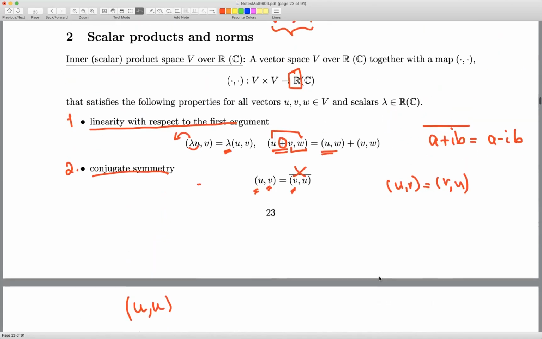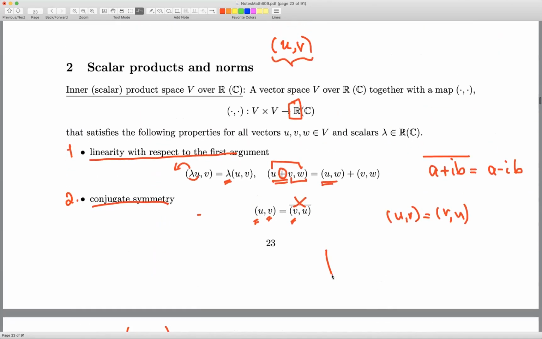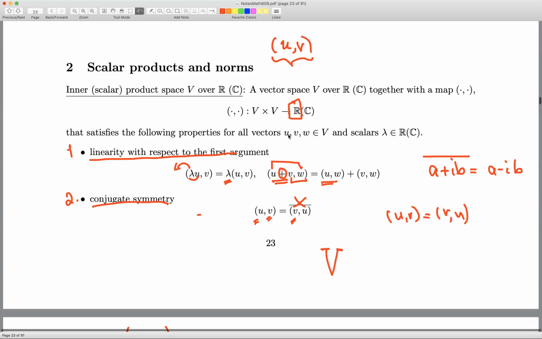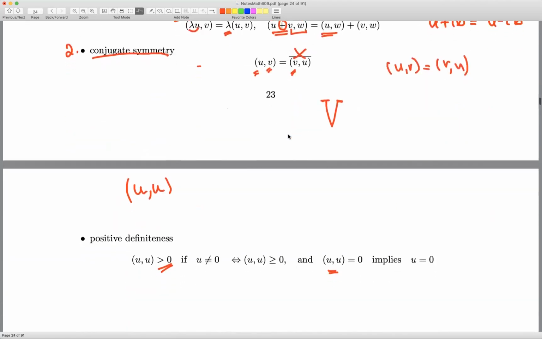So to summarize, V here is an abstract vector space. And in this abstract vector space, we consider a mapping that satisfies these three conditions. Then this mapping is called an inner product, and the vector space is called an inner product space over the reals, if the mapping is into R, or over the complex numbers if the mapping is into C.